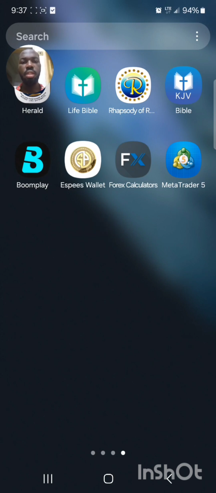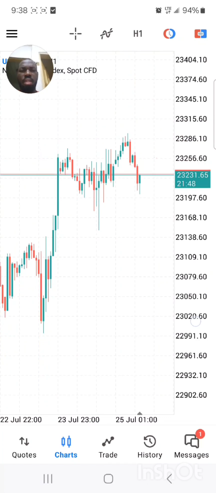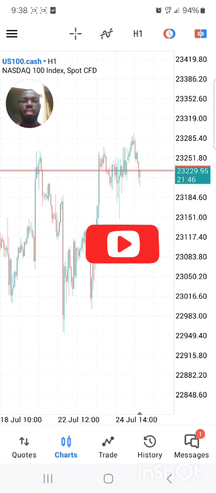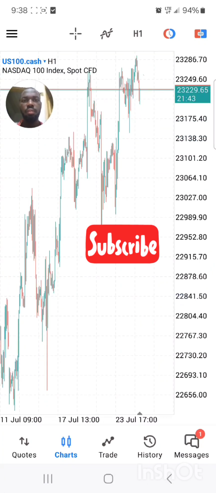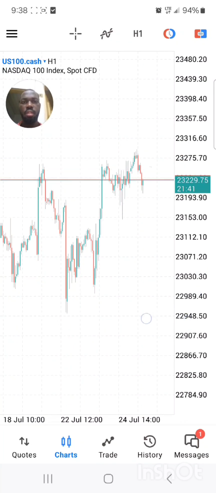The three things you need are a Forex calculator, MetaTrader 5, or TradingView. But this time I'm going to be using the Forex calculator and MetaTrader 5. We all know there are different ways you can enter a trade, which is sell limit or sell instant market execution. So let's get into MetaTrader 5. In this trade, I'll be using a demo account.